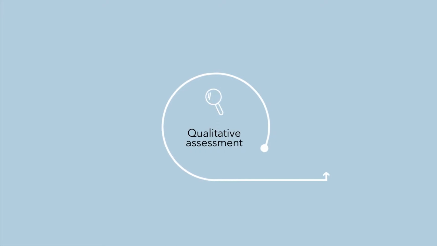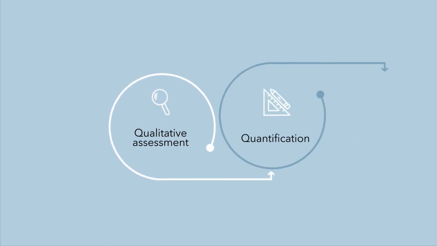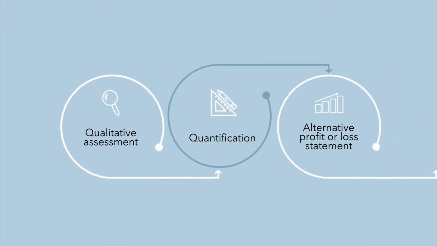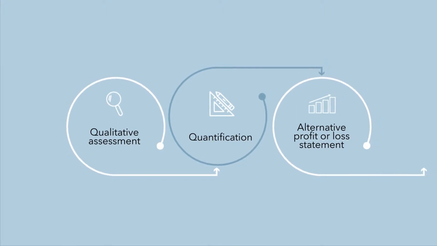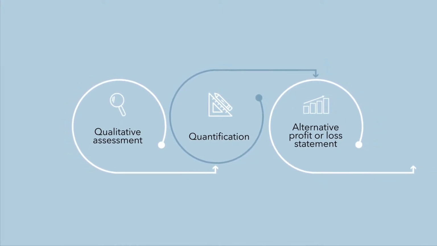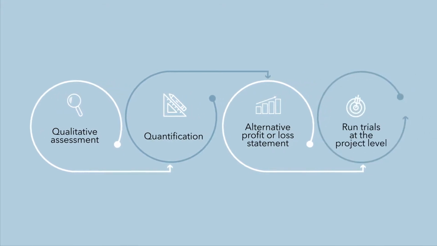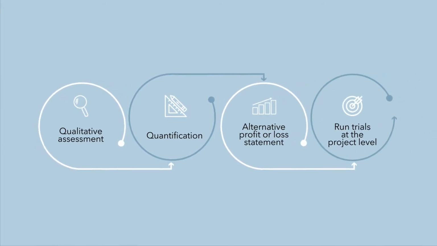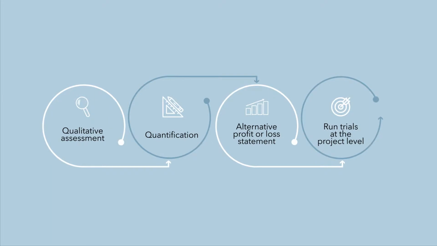It's a good idea to start with a qualitative assessment, then quantification, and finally consider adopting a system such as an alternative profit or loss statement that monetizes environmental costs. It may also be helpful to run trials at the project level, as opposed to attempting an organization-wide rollout.